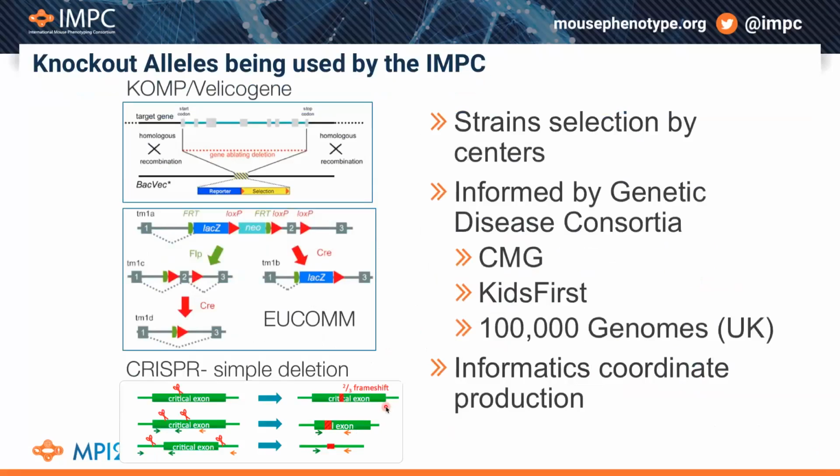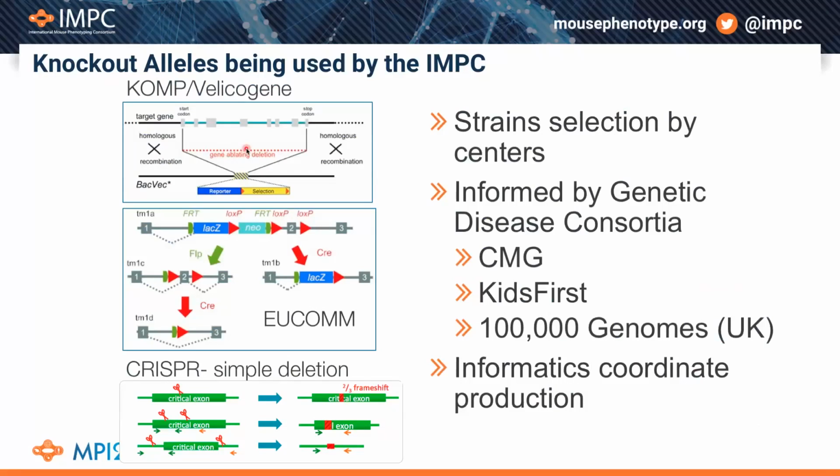So first, the alleles we're working with. Keep in mind, this is genomic engineering. We can do fancy things with these alleles. Before CRISPR came along, there was a U.S.-led effort to generate a bank of embryonic stem cell clones with targeted deletions of genes.